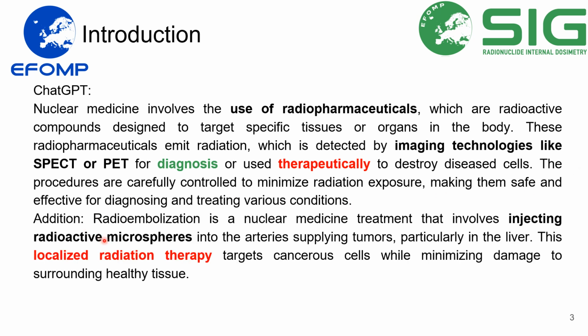I would say there's in addition radioembolization, which is a nuclear medicine treatment that involves injecting radioactive microspheres into the arteries supplying tumors, particularly in the liver. This localized radiation therapy targets cancerous cells while minimizing damage to surrounding healthy tissue. So the important difference here is that we have something radioactive again, but it's microspheres. So from the legislation, this would be considered a medical product, while the upper part here is considered a pharmaceutical.